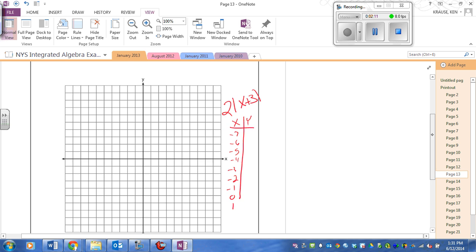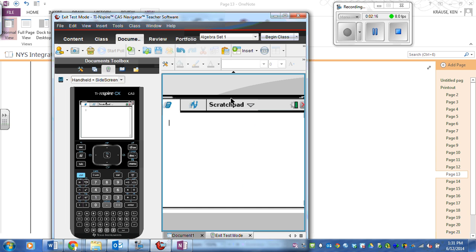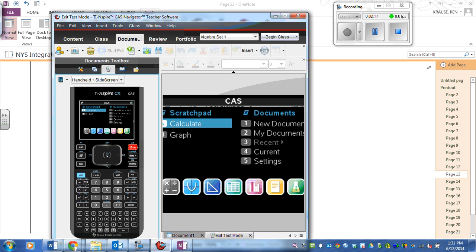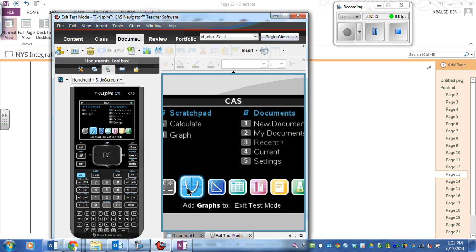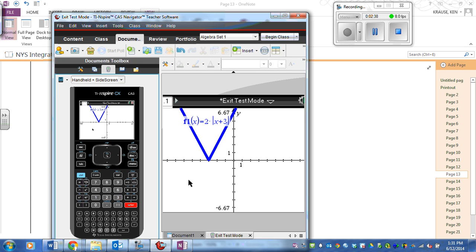I'm going to type that into my calculator. Let's see what it gives me. So go home, graph, and I'm going to type in 2 absolute value of x plus 3. Enter. So that's what it looks like.